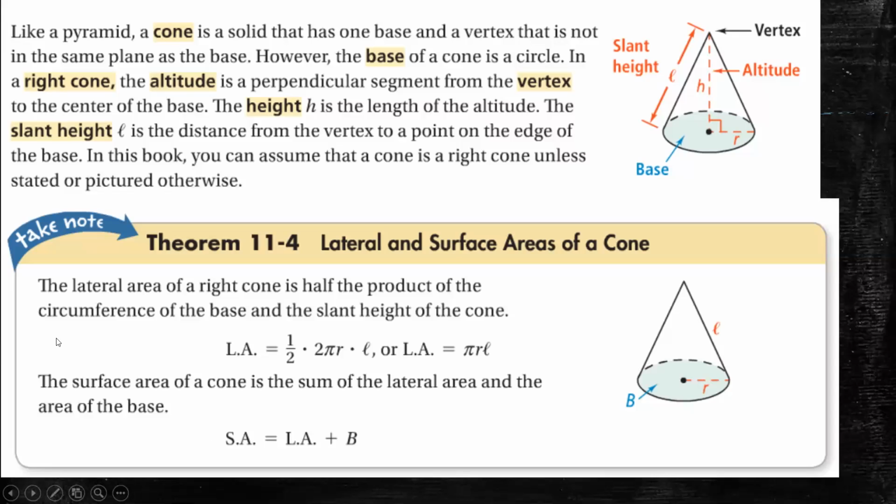So the lateral area of the right cone is half the product of the circumference of the base and the slant height of the cone, which is half times 2 pi r times L, or pi r L. The surface area of a cone is the sum of the lateral area and the area of the base, which is pi R L plus pi R squared.